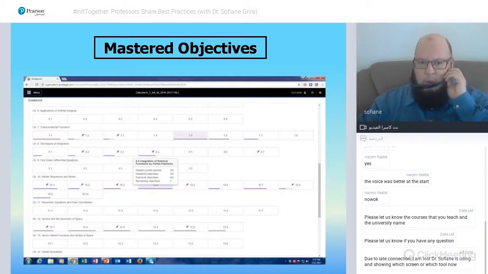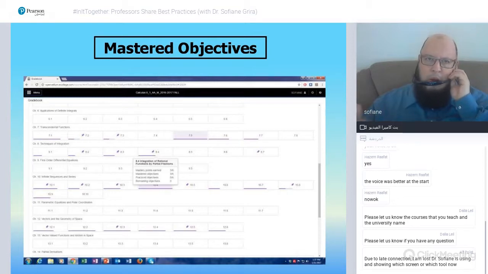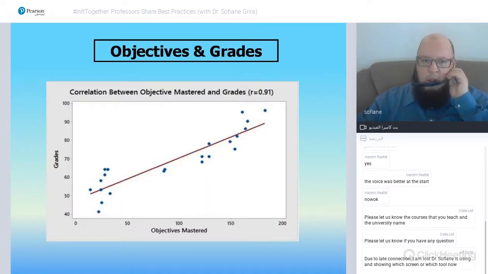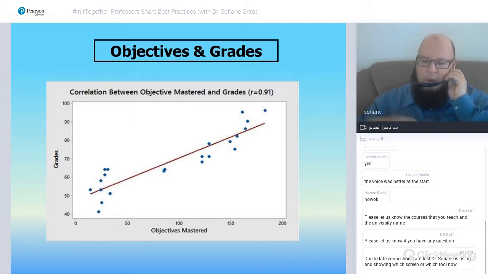These objectives are important because I did a study. Sometimes I saw that many students work in the study plan, spend time, and solve problems, but their grade did not improve. So I did research to find out the reason, and I published a paper in a journal. I found that there is a correlation between the grades and the objectives mastered. It's not enough that the student solves the problems; he needs to master the objectives. As I said, the objective is connected to a set of questions, and also to the learning outcome in the syllabus.